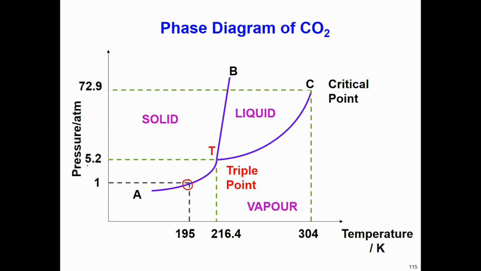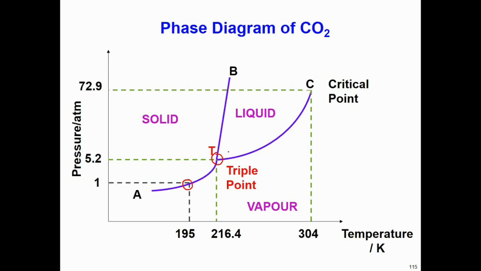At a higher pressure, which is 5.2 atm, carbon dioxide firstly will exist as solid. But if we increase the temperature towards the right and reach point T, this is what we call the triple point, meaning that at this temperature and pressure, carbon dioxide will exist as solid, liquid and gas at the same time and are in equilibrium.